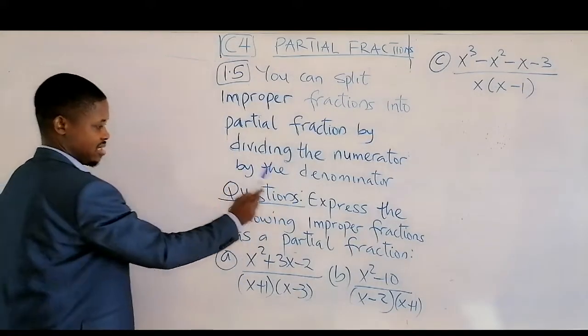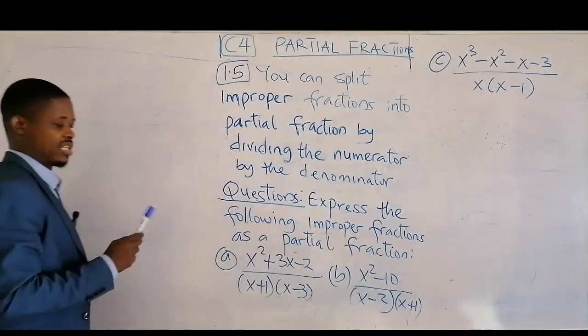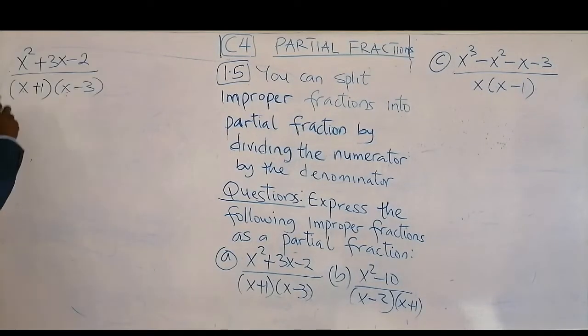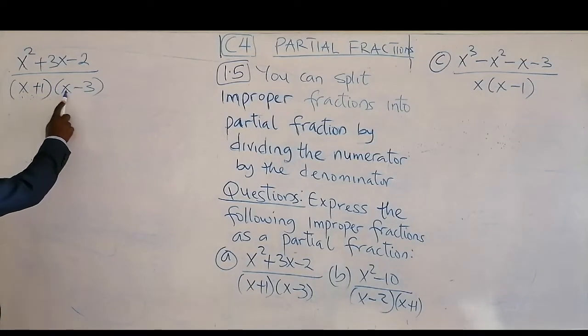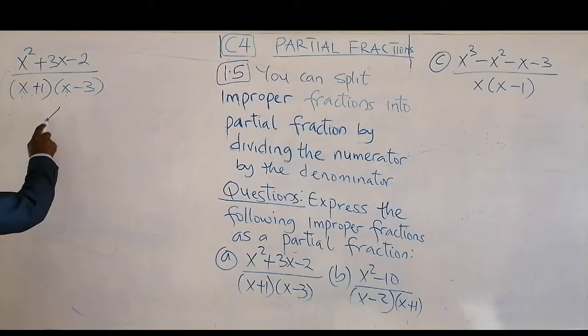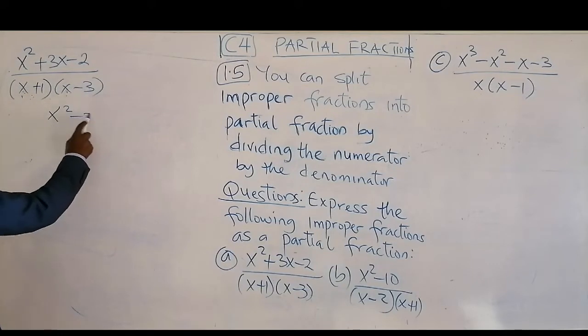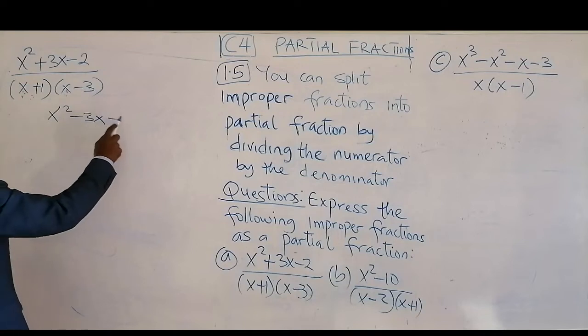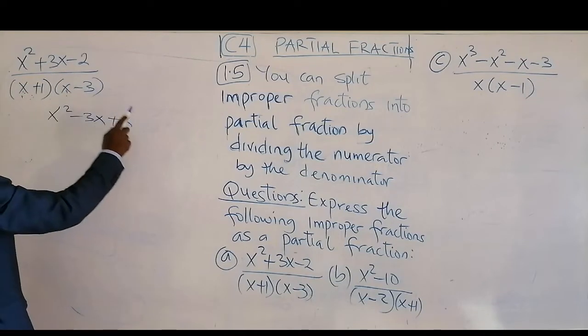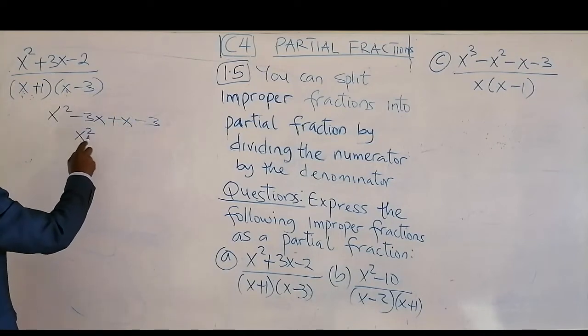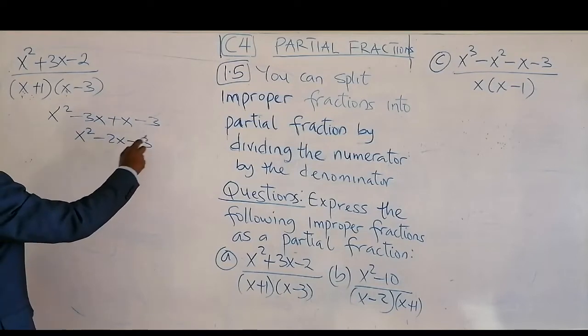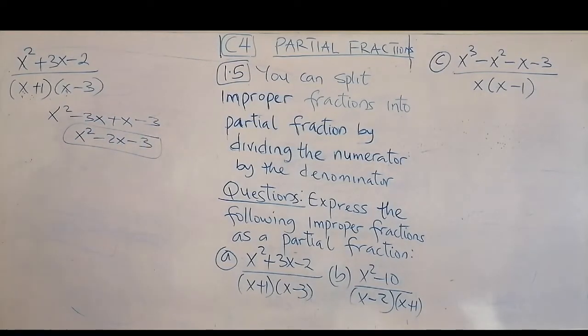Express the following improper fractions as partial fractions. Question 1. The numerator and denominator have equal power. This is power 2, and this one also, if you expand it, is power 2. So let's quickly expand the denominator: this one times this one, x squared; this one times this one, minus 3x; this one times this one, plus x; minus 1 times minus 3. That will give us x squared minus 2x minus 3. So that's my denominator.